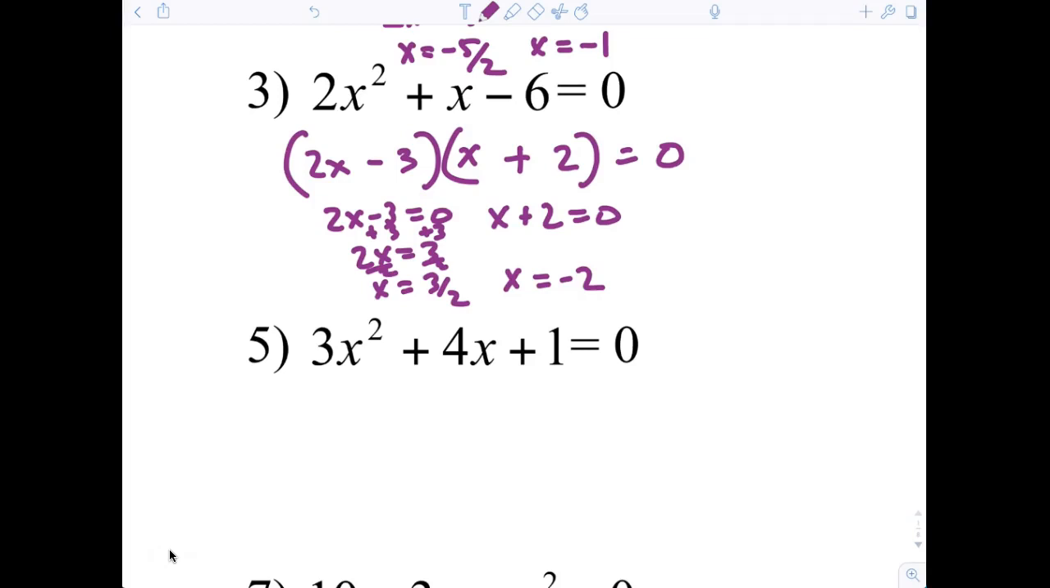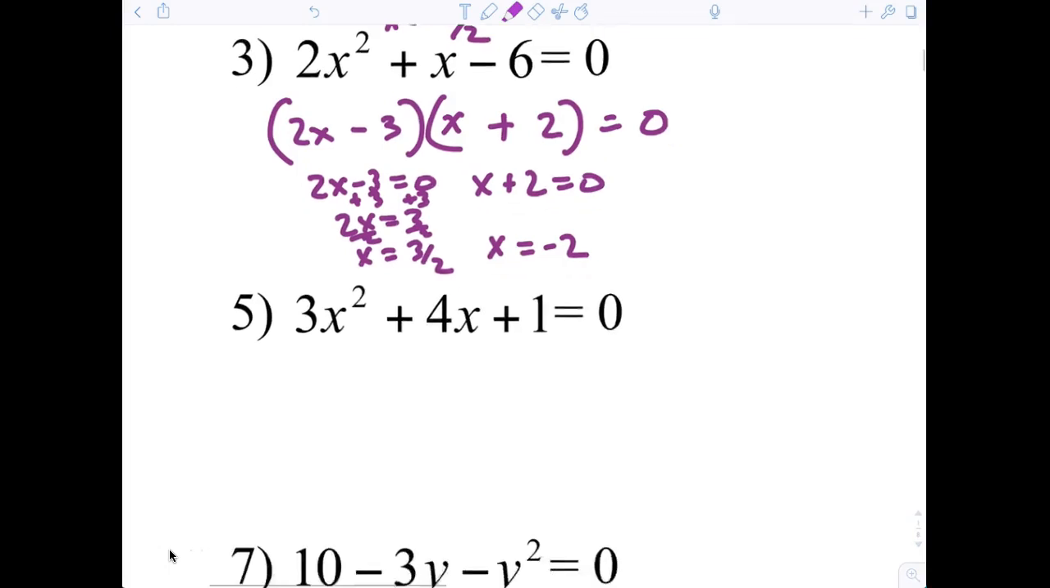Cole. No, because when you move a negative, it changes to a what? You understand me now, right? What was your question? Good.